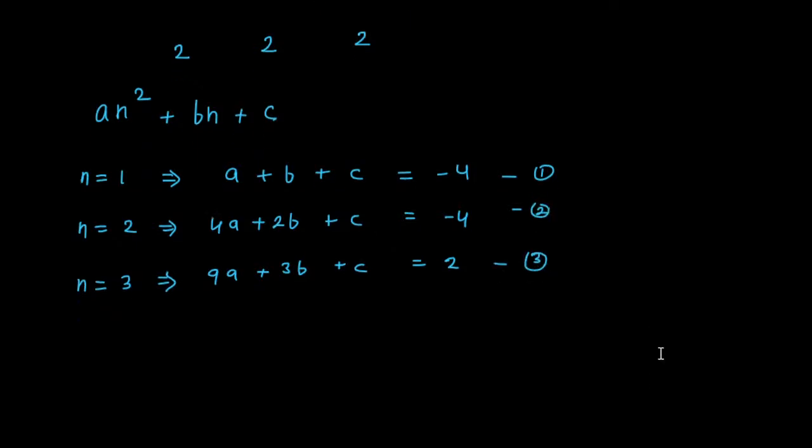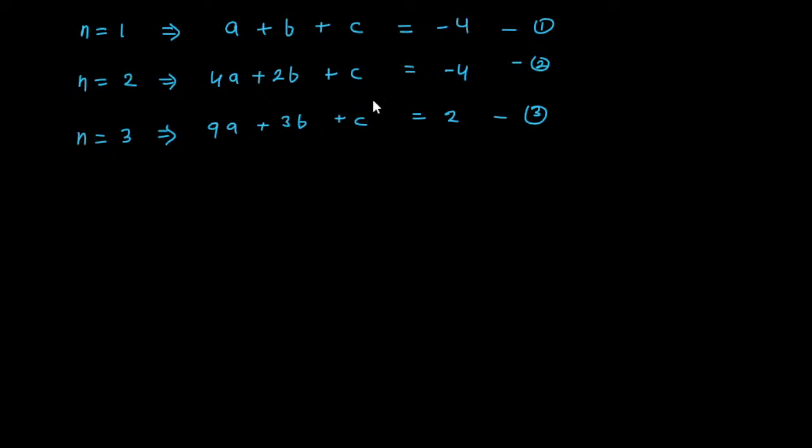Okay, now if I subtract equation 1 from 2, what will I get? I am subtracting 1 from 2. So equation 2 minus equation 1 gives me 3a plus b is equal to 0. Similarly, I will subtract equation 2 from 3.